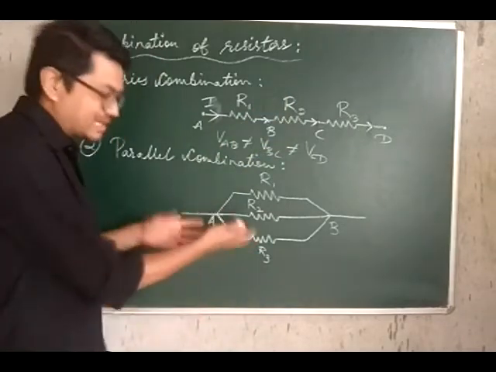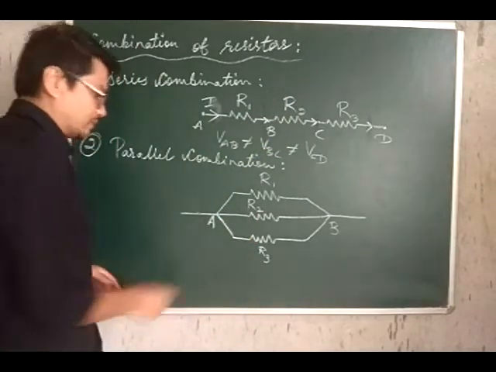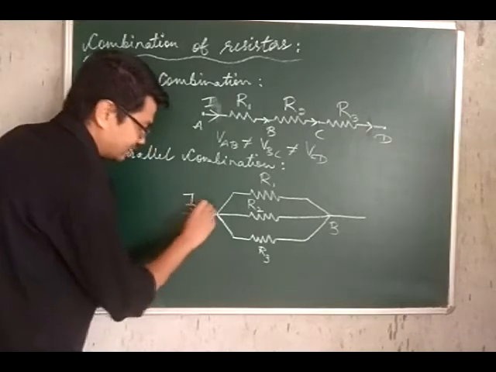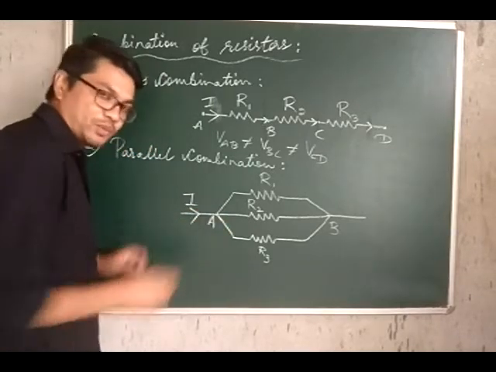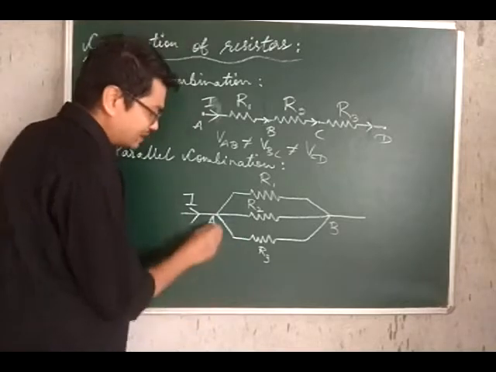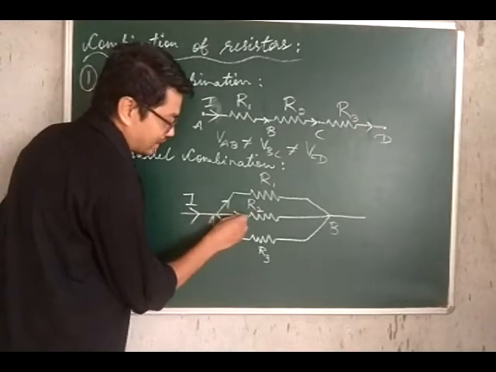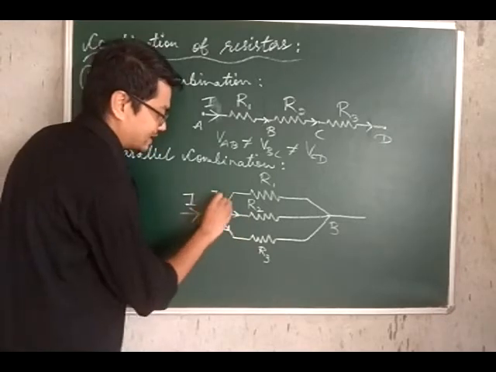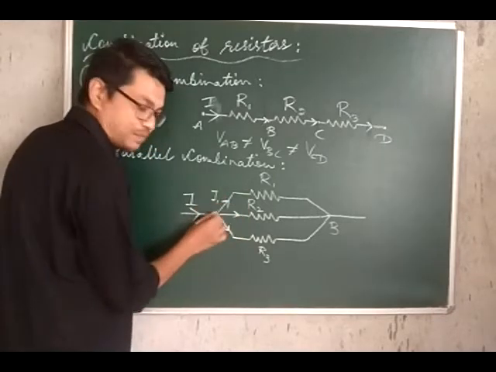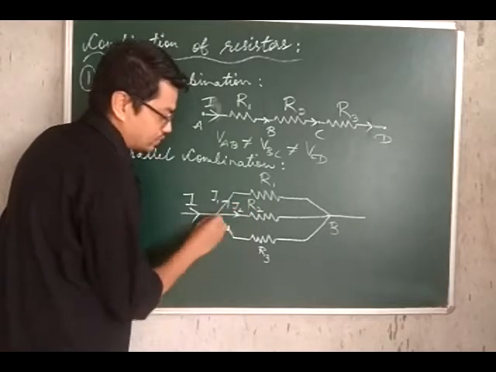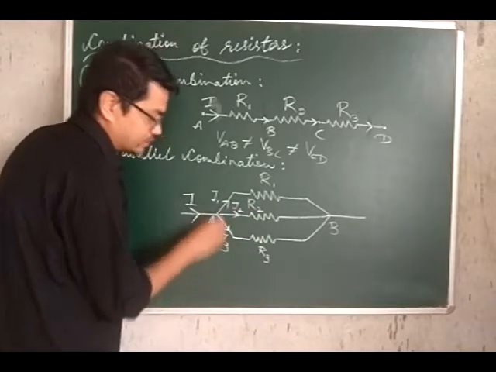Now let's see what is same and what is different in case of parallel combination. If current I comes towards this junction point A, then what happens is this current I is going to branch itself out. So say I1 flows through the uppermost branch, I2 flows through the second branch, and I3 through the lowermost branch.